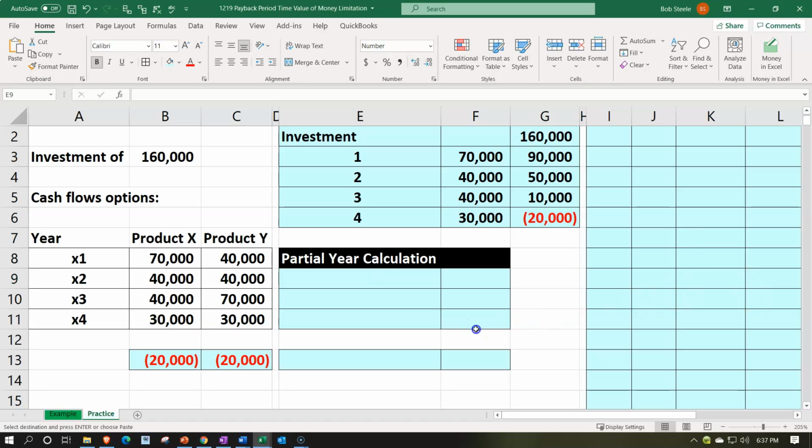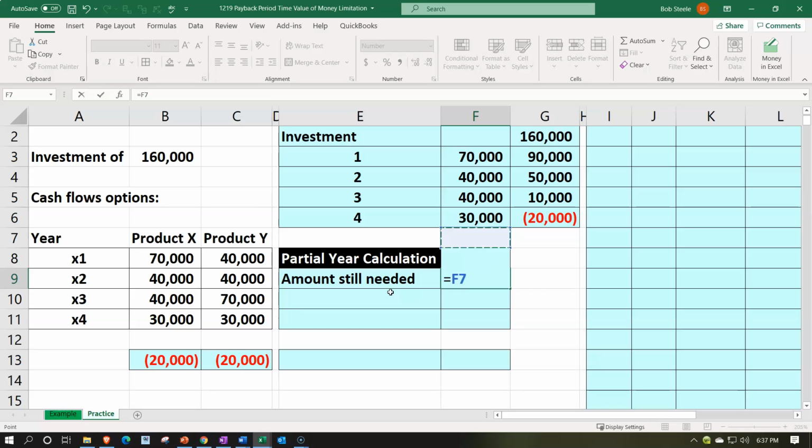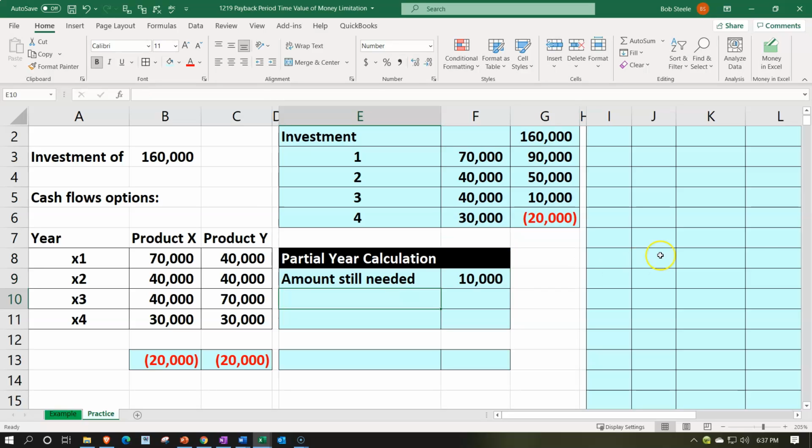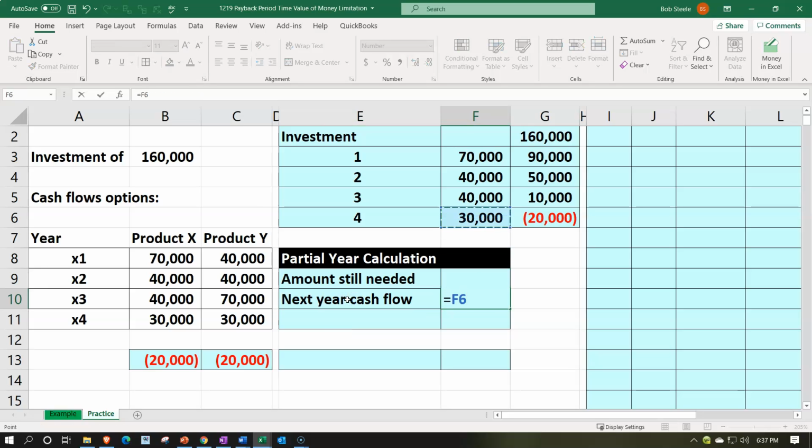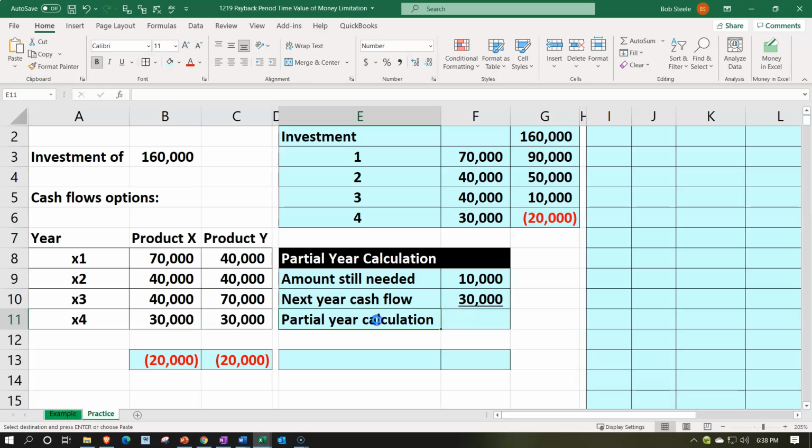So we're then going to calculate the amount still needed for the fraction of a year. So it's 3 years and something. We need 10,000 after the 3 years, and in year 4, we expect to be earning the 30,000. So we'll do our division problem to get the fraction of a year. Underline in here, font group underline. That's going to give us our partial year calculation, which will be equal to the 10,000 divided by the 30,000. Adding some decimals, number group, a couple of decimals there. We got the 0.33.